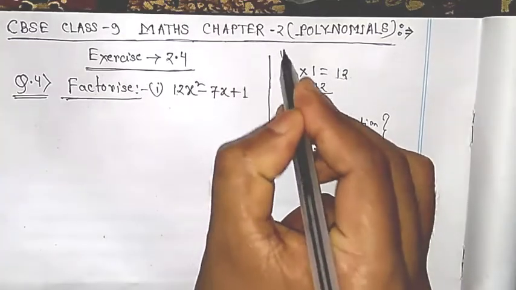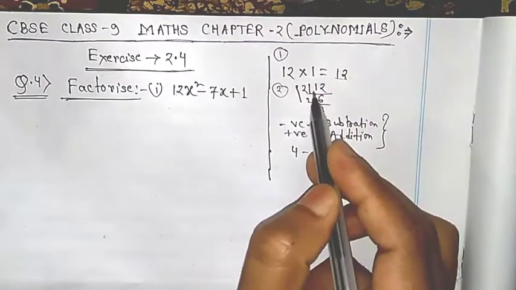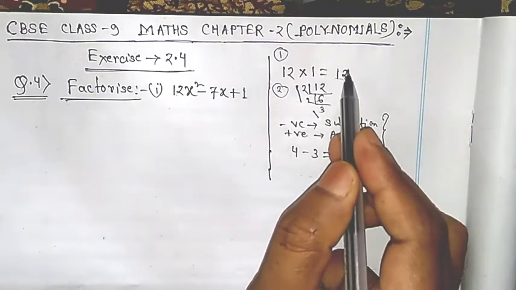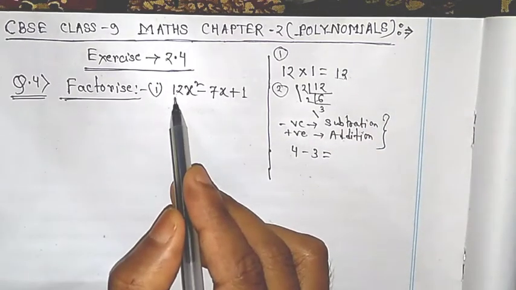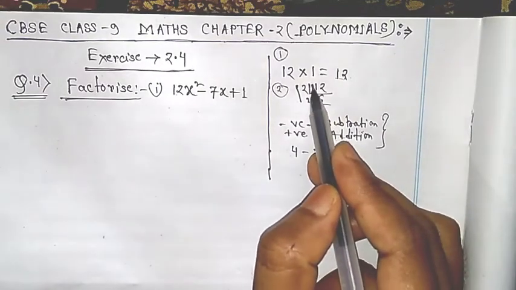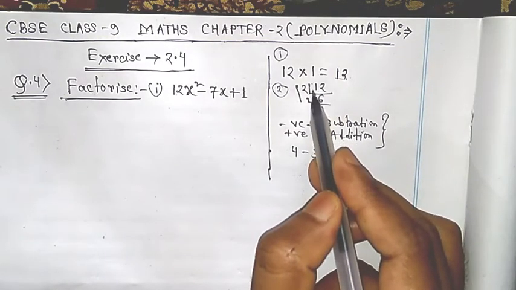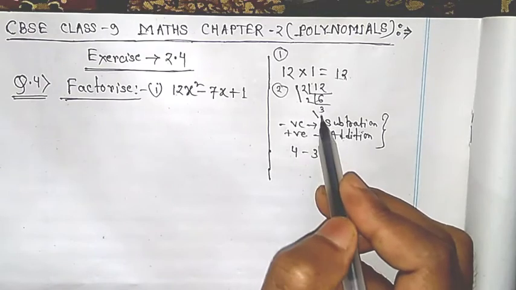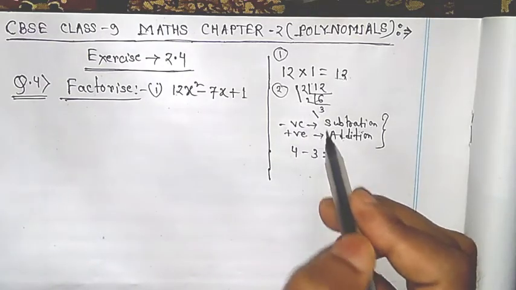Second step, this is the step number 1. Second step, factorize the resultant that we get by multiplying the coefficient of x square and the constant term. So if we factorize 12, then we get 2 6s are 12, and 2 3s are 6. So we get 3 factors: 2, 2, and 3.